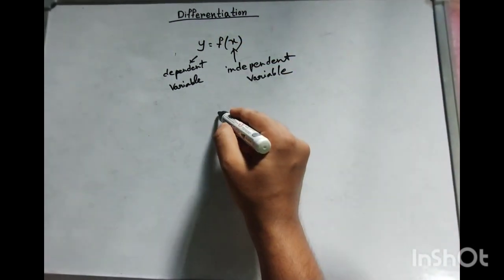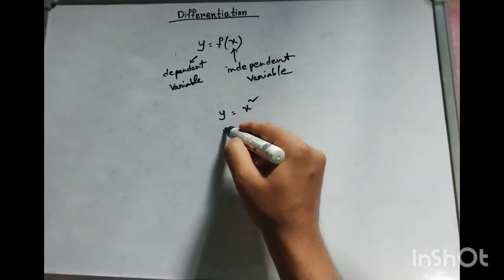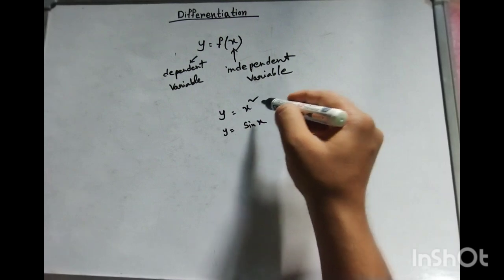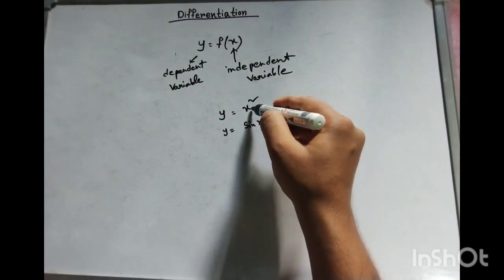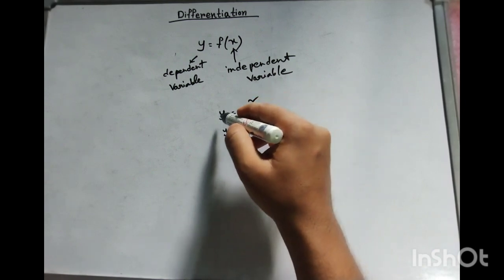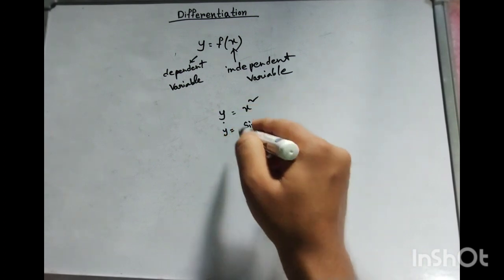Suppose, for example, y equal to x square or y equal to sin x. So here if you put a value of x, then you will get a corresponding value of y. So these are called y function of x. Okay, it can be any function.